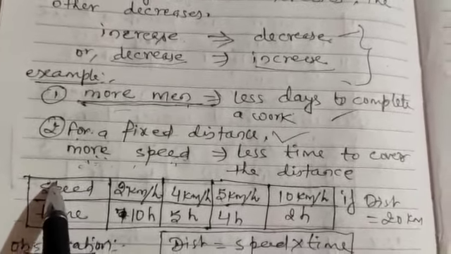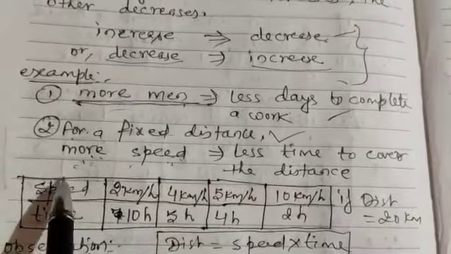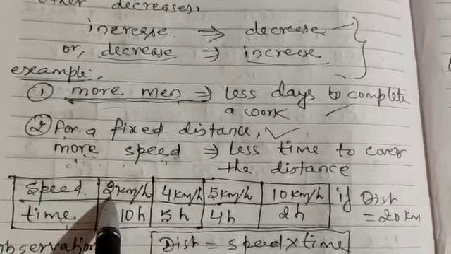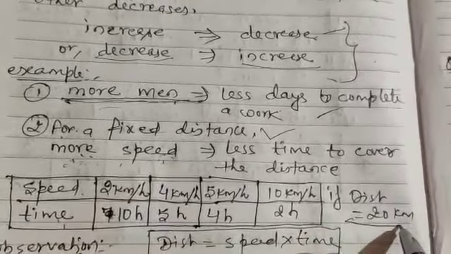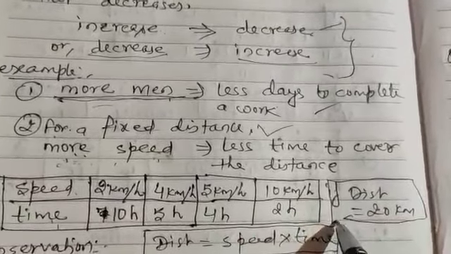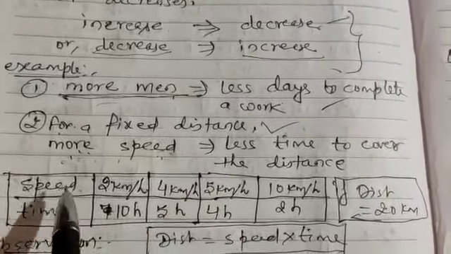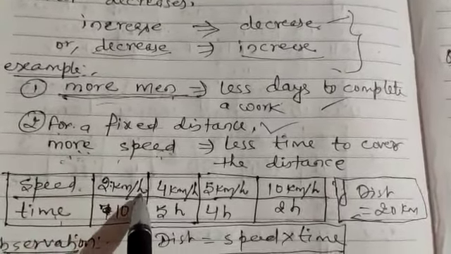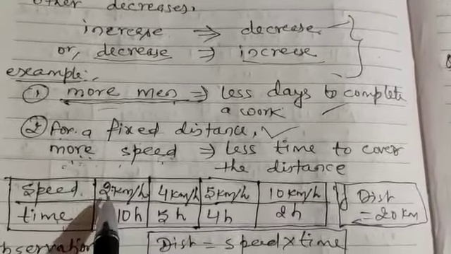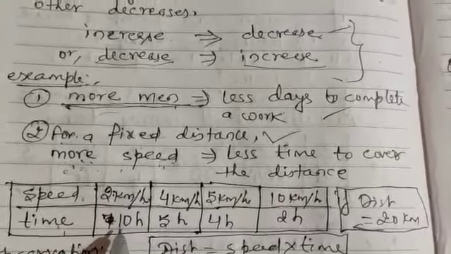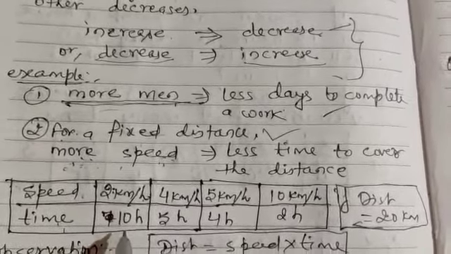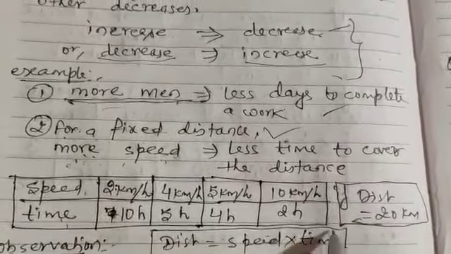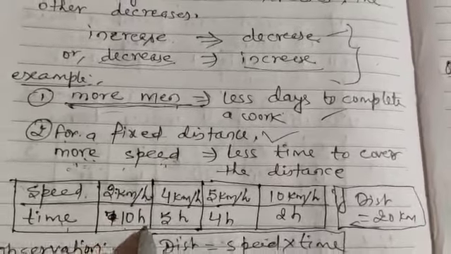And we try to make a chart based on speed and time. Suppose you are driving a distance of 20 km, which is fixed. If your speed is 2 km per hour, that means in 1 hour you drive 2 km. Then the time taken you can easily find from the relation distance equals speed into time. Then it will take 10 hours.